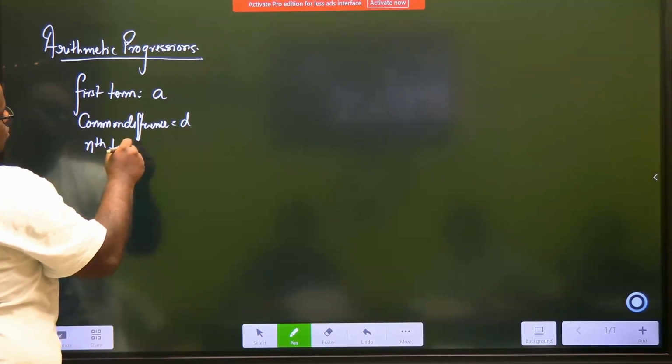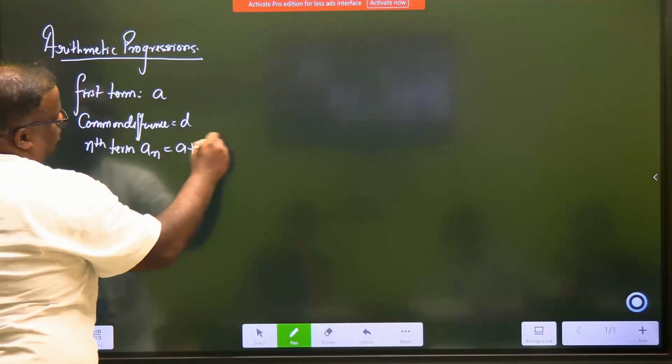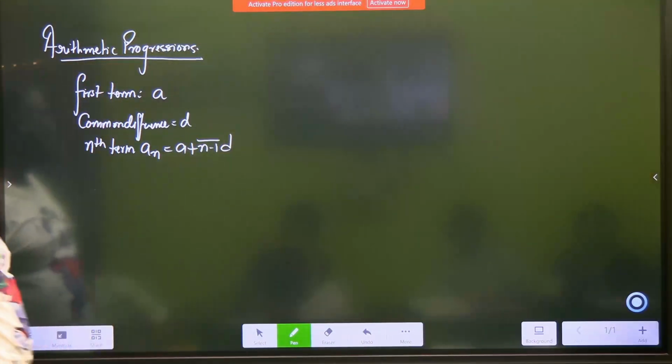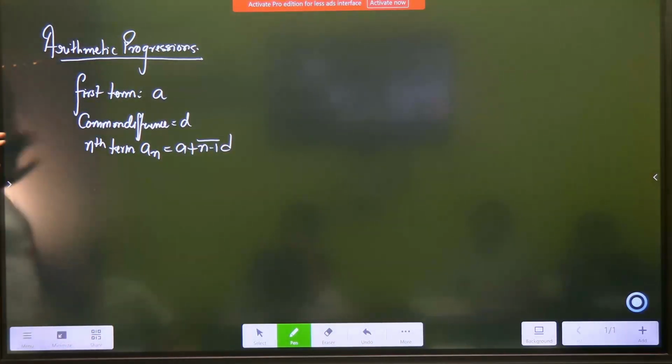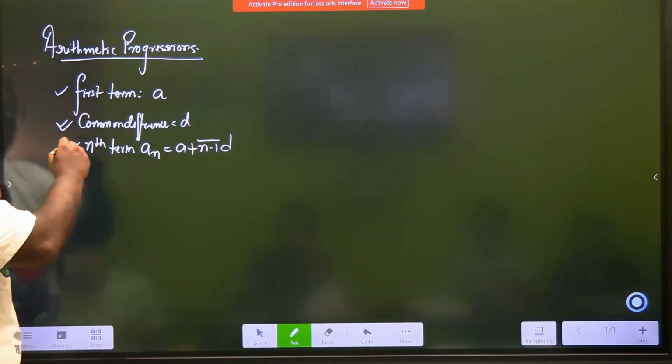These three things you should know. The nth term an is equal to a plus n minus 1 into D. I hope you know how I write the bar, and that means minus.